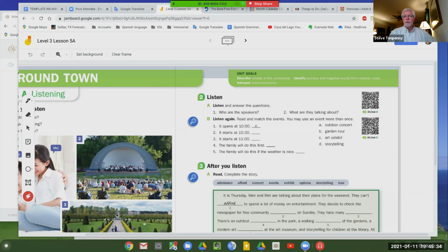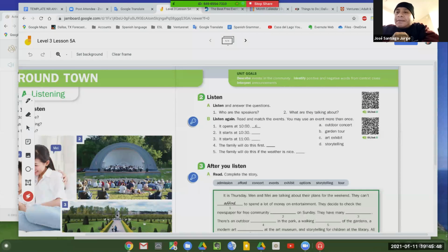And number 2 here says, what are they talking about? They are talking about the plans for the weekend. Okay, very good. Yes. They want to find things to do during the weekend. And yes, they want to make a plan. That's a good word to know, a plan. That's another word that's the same as Spanish, a plan. Okay, good.